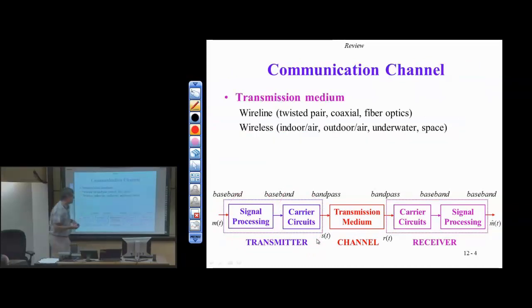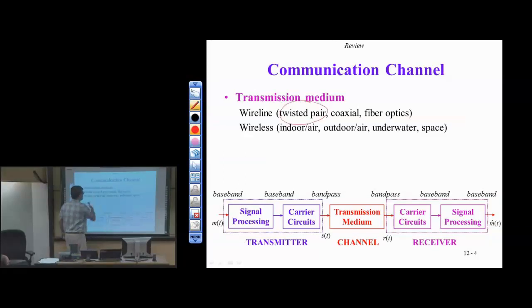Now, the transmission medium could be many things. It could be wired line, twisted pair, coaxial cable, fiber optics. It could be wireless, indoor, outdoor, through the air, underwater, space, deep space, for example. Although these transmission media are very different in terms of physical materials, and you could argue in how waves propagate through them, there are some commonalities among these different media. We'll talk about that in just a couple of slides. There are some models that we can use that really work for all of these as a starting point. So a few questions.